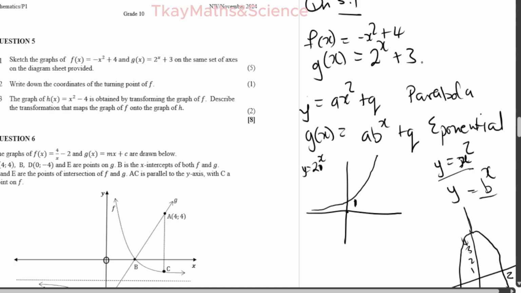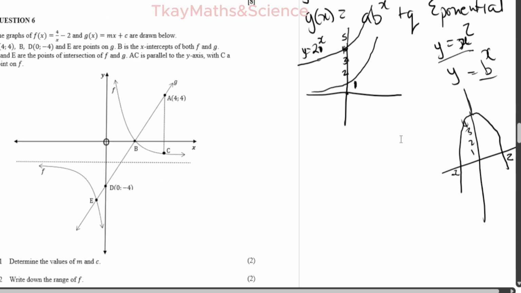But now we see there's a transformation here. So all the y values, we're going to add a value of 3, so it's going to be shifted 3 units upwards. So it's going to be 1, 2, 4, 5. So we're going to shift by 1, 2, 3 units upwards, so it's going to come and cut here, so it's going to look like this. All right, so that's the transformation here.